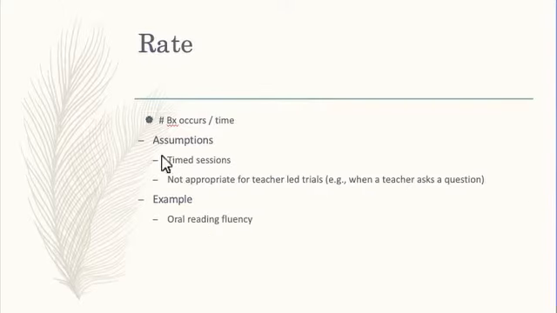In rate, the assumption is it's a timed session. So in a 10-minute session, this is not appropriate for teacher-led trials. For example, when a teacher asks the questions. Example, oral reading fluency. So how fast can they get through a passage correctly in a specific amount of time? Usually when we're doing oral reading fluency or passage reading fluency, we would look at the number of words that they say in a minute.